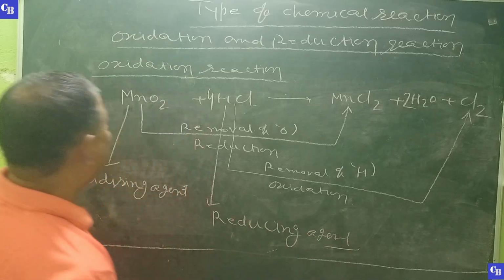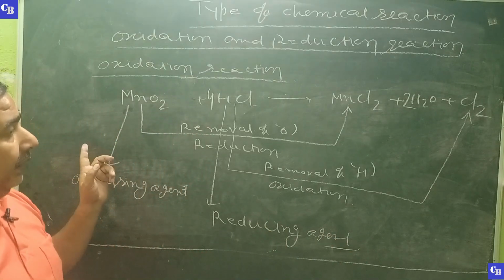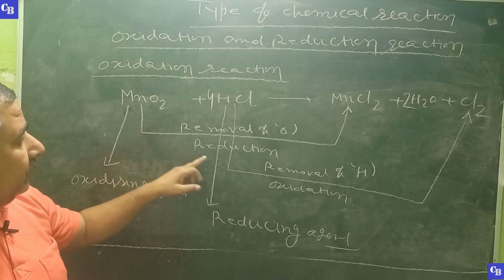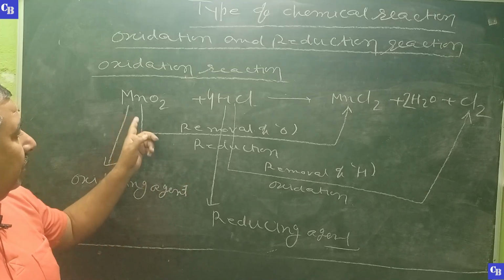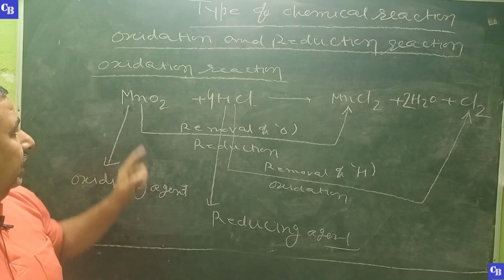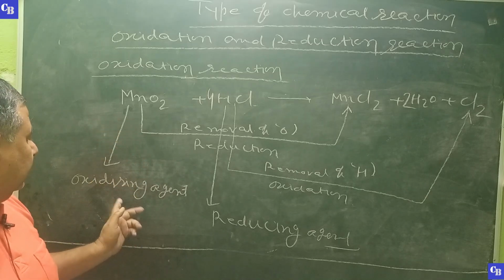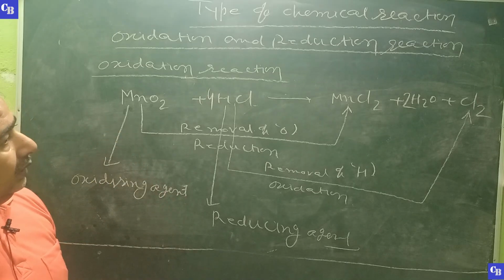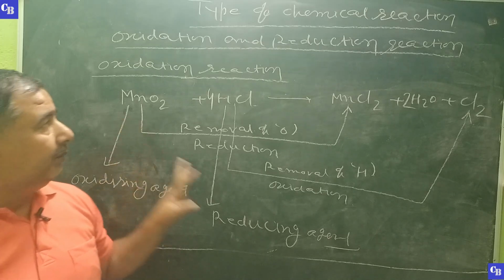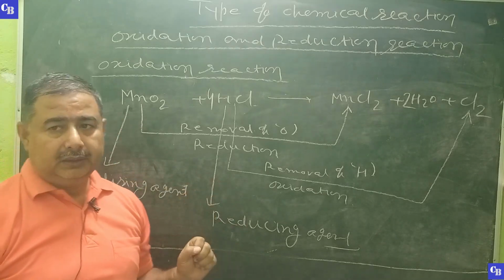Generally, questions asked in examinations are: first, identify the oxidation and reduction. Second, which is oxidized and which is reduced. Third, identify the oxidizing agent and reducing agent. So these are the classical concepts of oxidation and reduction reaction.